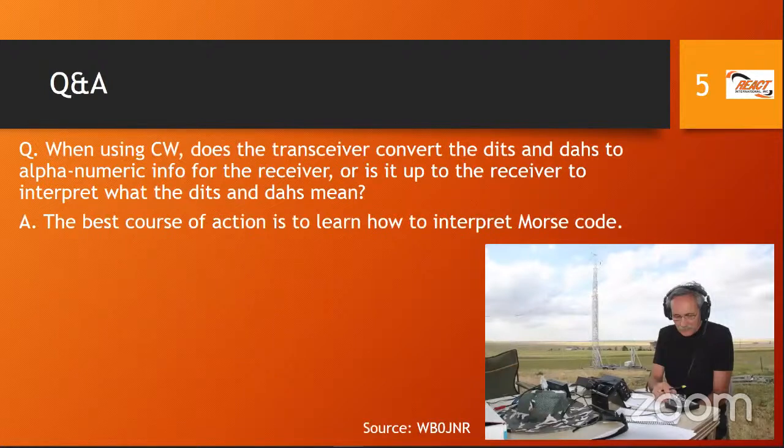So we did have one question and answer from the last session. Actually, it was a question posed by Jermaine and very nicely answered by John. So I'm not sure if everyone in the last session saw it, but just in case anyone missed it, the question was, when using CW, does the transceiver convert the dits and dahs to alphanumeric info for the receiver, or is it up to the receiver to interpret what the dits and dahs mean?